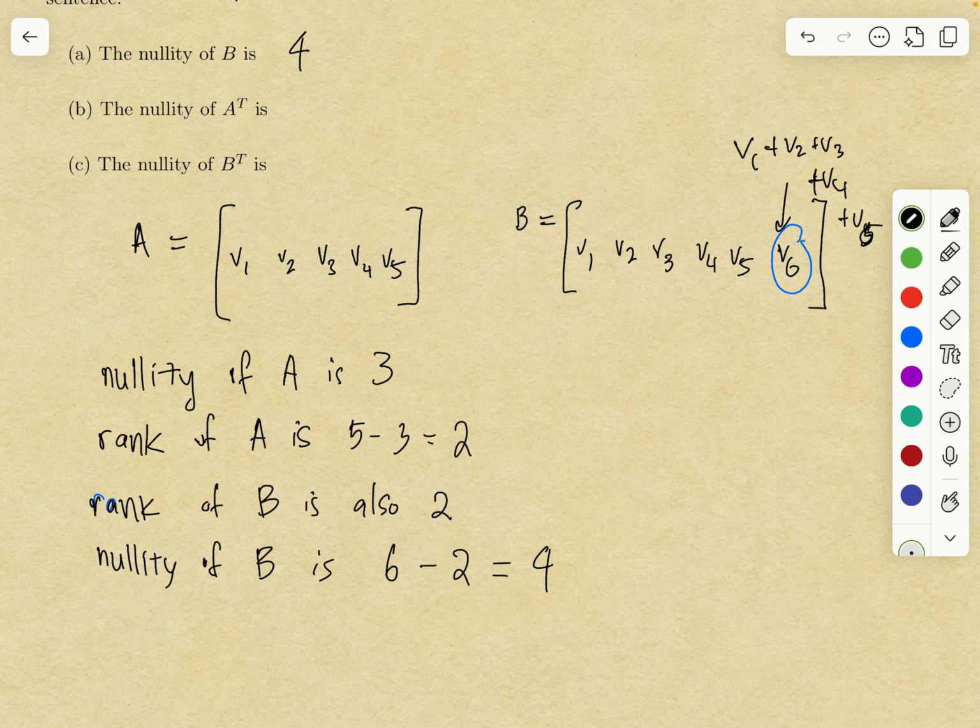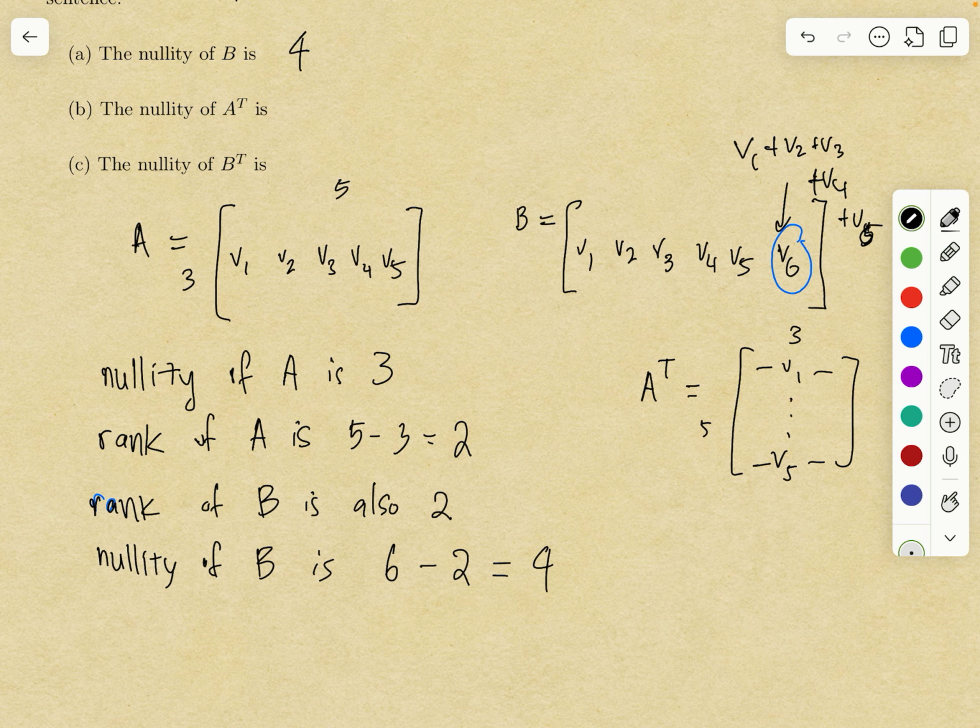Okay, part B says, what's the nullity of A transpose? So A is a 3 by 5 matrix, right? So therefore A transpose is a 5 by 3 matrix. It's the 5 by 3 matrix whose rows are V1 through V5.